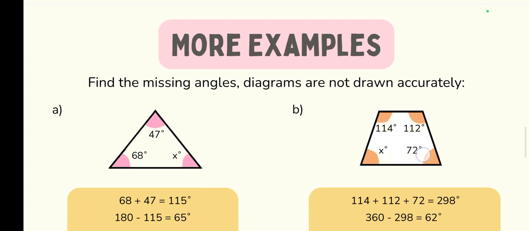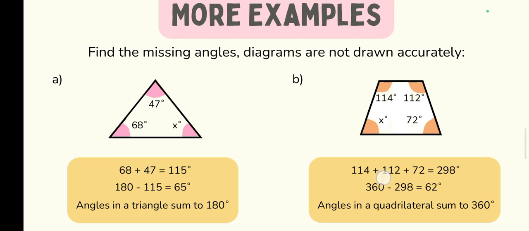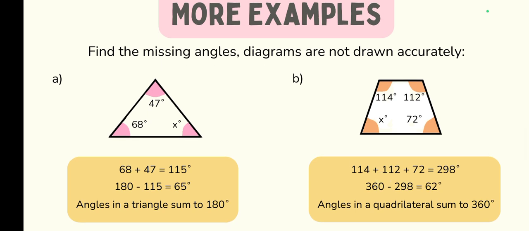Now again the next example, that is find the missing angle. Diagrams are not drawn accurately, that is a different thing, but this means that this is not an actual 47 degrees, but this is a replica or a diagram for the problem sums. So now in this problem A, the problem sum reveals that angles in a triangle will always be equal to 180 degrees.